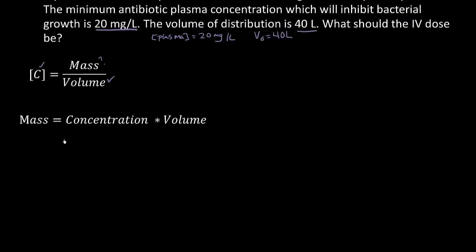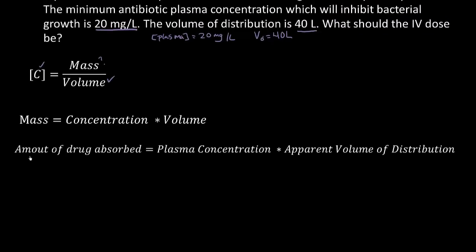And I remember that mass is the amount of drug absorbed. The concentration that I'm looking at is the plasma concentration. And when I look at the plasma concentration, then the volume I use in our realistic case is the apparent volume of distribution. So the amount of drug absorbed. And remember that if I give it IV, that's also equal to the IV dose, or the mass of the drug absorbed.